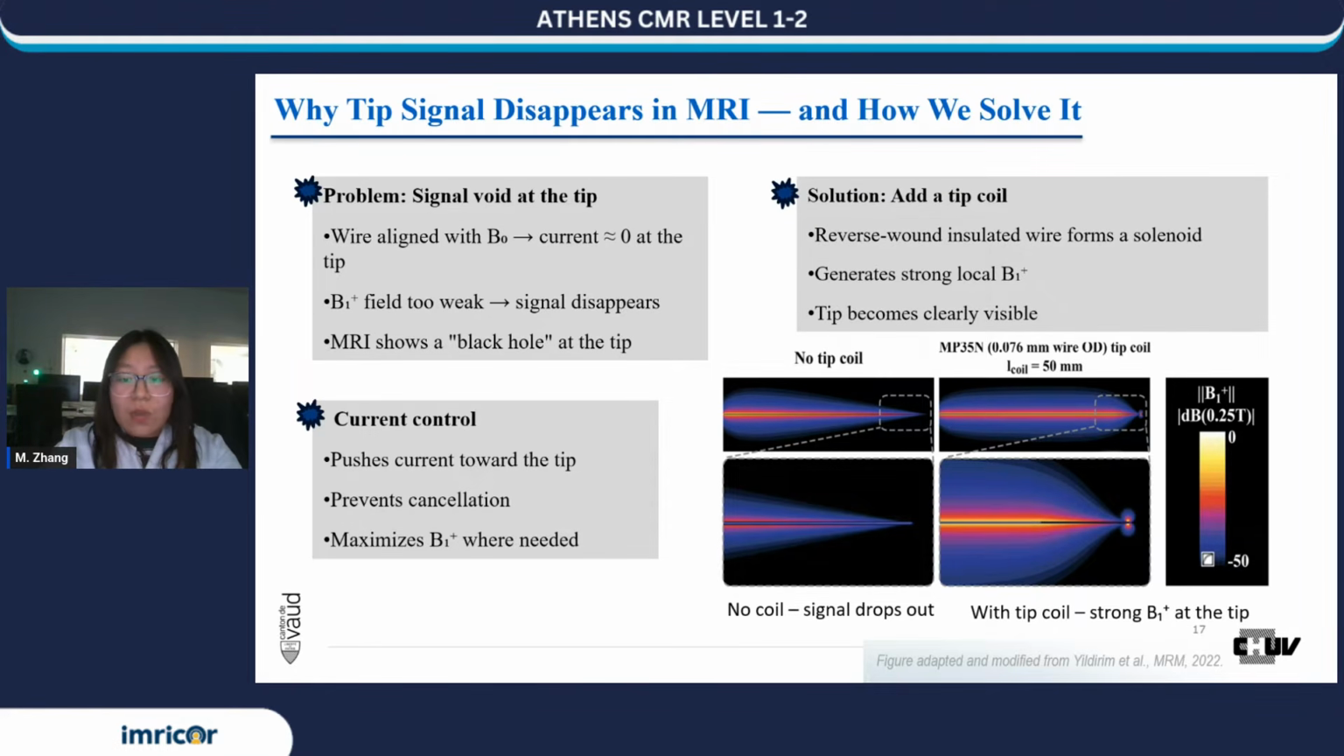To fix this, we add a small tip coil made from insulated wire wound in reverse, forming a solenoid structure. This coil redirects the current toward the tip and creates a strong local transverse B field, making the tip clearly visible in MRI. You can see the difference in the figure. On the left, without a coil, the signal drops out. On the right, with a tip coil, the signal is stronger and continuous.